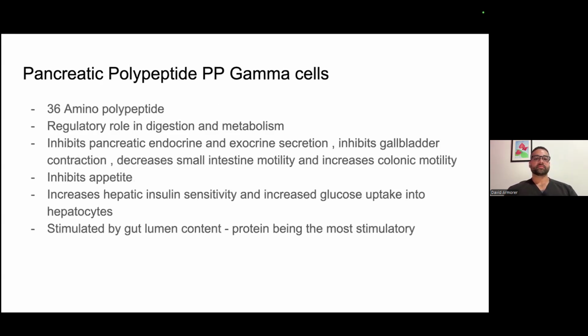So the pancreatic polypeptide is secreted by the PP gamma cells, and essentially it's a 36 amino acid polypeptide, which plays a regulatory role in digestion and metabolism. It would inhibit the pancreatic endocrine and exocrine secretions, inhibits gallbladder contractions, decreases small intestine motility, and would increase colonic motility. It inhibits appetite, increases hepatic insulin sensitivity, and increases glucose uptake into hepatocytes. It is stimulated by gut luminal contents, and protein being the most stimulatory of the pancreatic polypeptide secretion from the gamma cells.